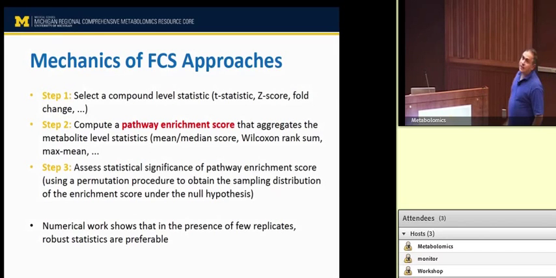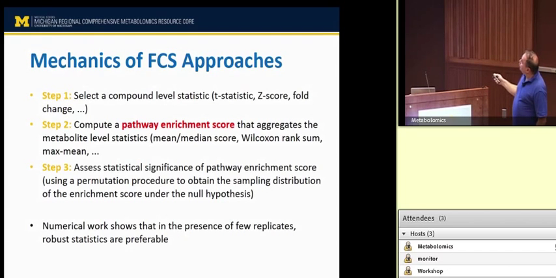So you pick a test statistic or a compound level statistic. You can pick the t-statistic. If you believe that your data are normal, you can pick a z-score. There are procedures that even take the fold change or the log fold change that is available in the report. So you need to make that decision, and there are lots of choices.